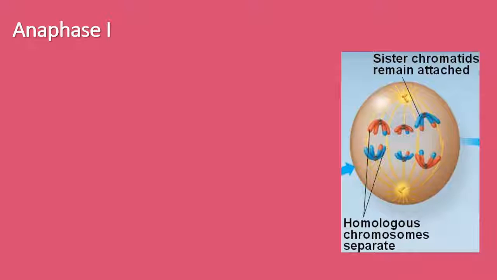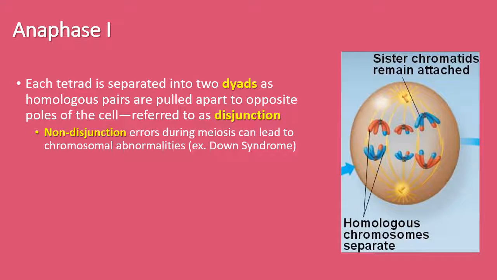So anaphase is when the 2 homologous chromosomes get pulled apart. Once they're pulled apart, they're referred to as dyads, and that process is referred to as disjunction. Now, in some cases, a non-disjunction can occur. This is an error that occurs during meiosis, and it can lead to chromosomal abnormalities like Down syndrome. And when we talk about chromosomal abnormalities, we'll talk more in detail about non-disjunction and how that works.